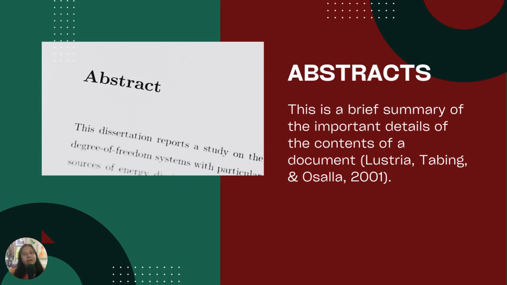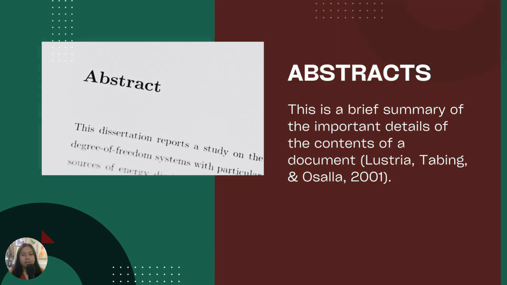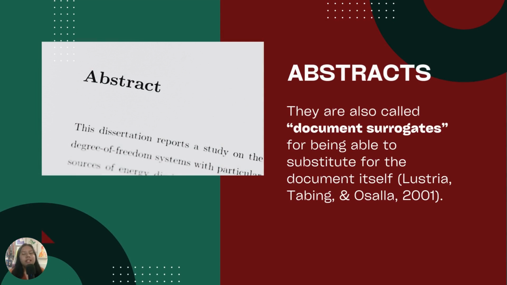Once again, according to our main reference material, Lastria, Tabing, and Osalia 2001, abstracts are a brief summary of the important details of the contents of a document. This is where you can find all the information necessary to give you a glimpse of what is truly in the document without having to read the whole thing at once. Which is why they're also called document surrogates, for being able to substitute for the document itself.